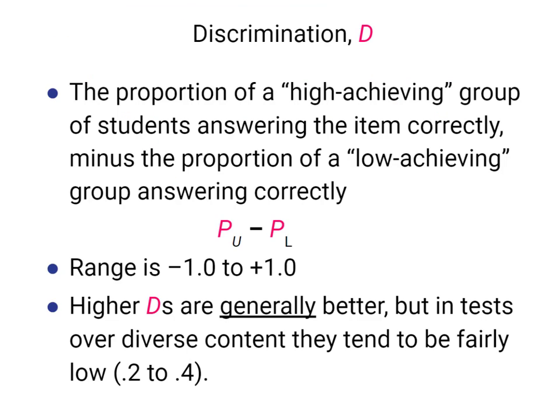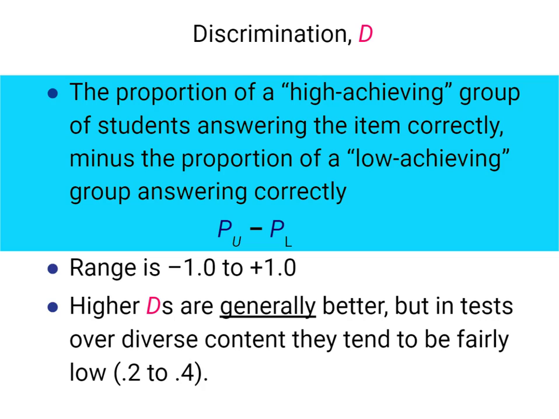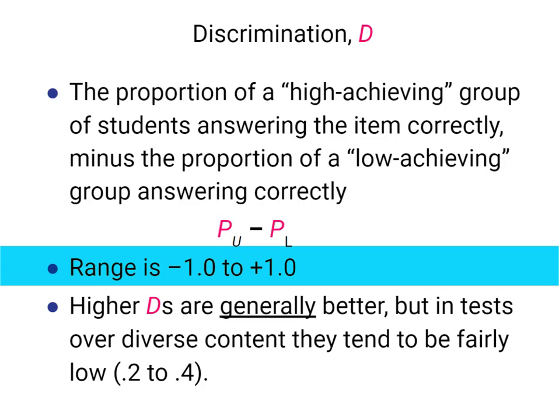To calculate discrimination, you're basically looking for 2 different proportions and then just taking the difference between the 2. What you're going to do is you're going to find the proportion of students in the high achieving group that answered the question correctly, and you're going to subtract from that the proportion of students that did not answer the question correctly. So that's the proportion of students that answered the question correctly that did well on the exam, subtracting the proportion of students that did not do well on the exam and also answered that question incorrectly. The range will be between -1 and +1.